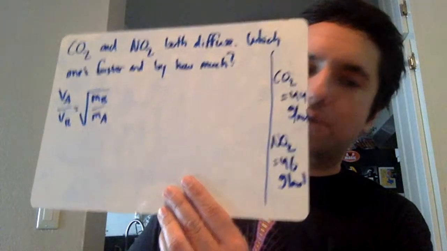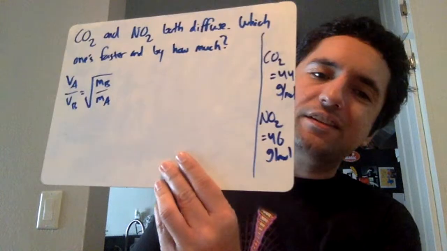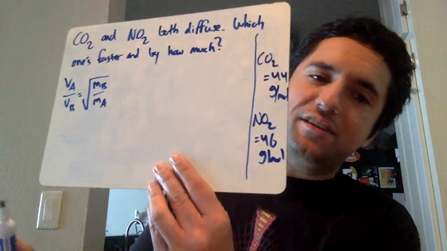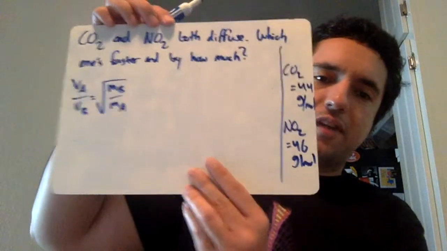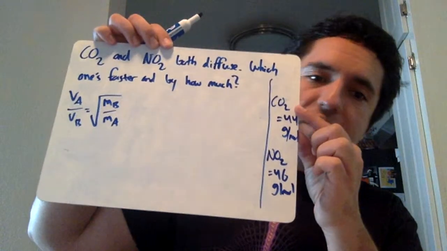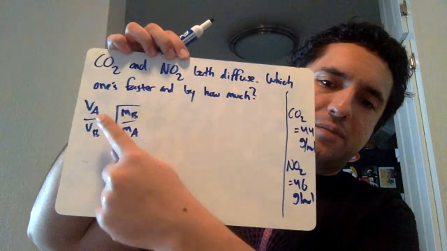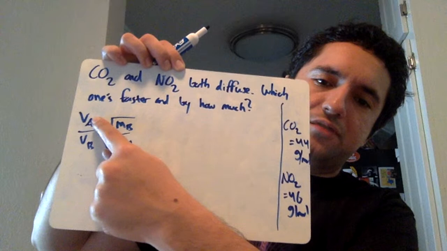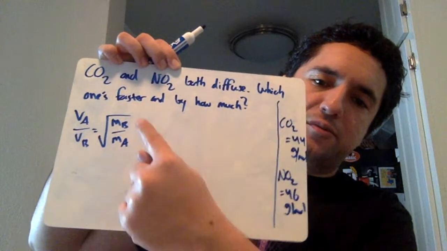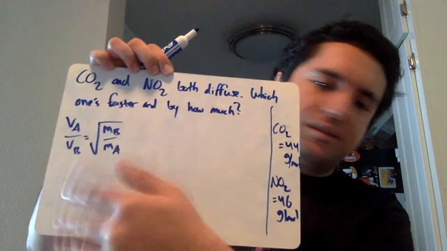All right, so they're pretty close. CO2 is about 44, NO2 is about 46. So NO2 is slightly heavier, so it's going to be slightly slower. It's not going to be as fast. That means CO2 is the faster one. So I'm going to put CO2 on the top of the velocity ratio. Like I said, it just makes the algebra a little quicker. You can put it on the bottom and you'll get the same answer.